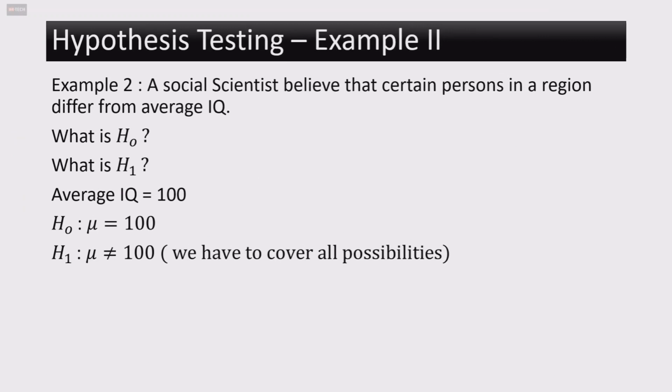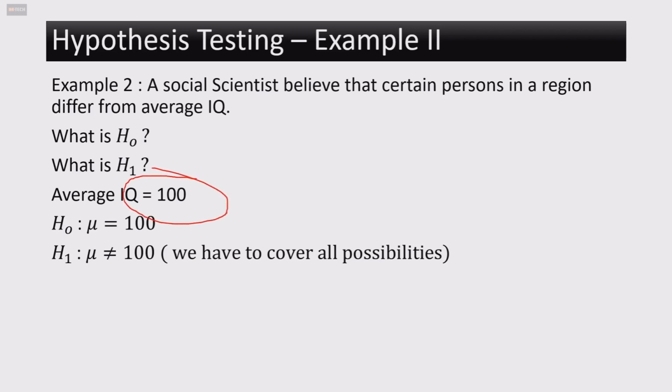Now look at this other example. A social scientist believes that the IQ of certain persons in a region differs from average. In the first case, he believed that it's greater than, but in this case, he's just saying that I don't know whether it's greater than or less than. All I know is that it's not the normal one. So average IQ is 100.